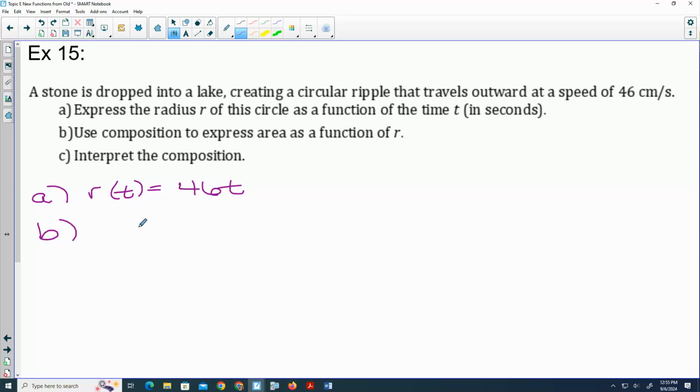I want area as a function of time. So what shape are we creating with our circle? What's area of a circle? pi r squared. So area as a function of time, you replace your r with 46t, squared. You could leave it like that. I don't know what 46 squared is off the top of my head.